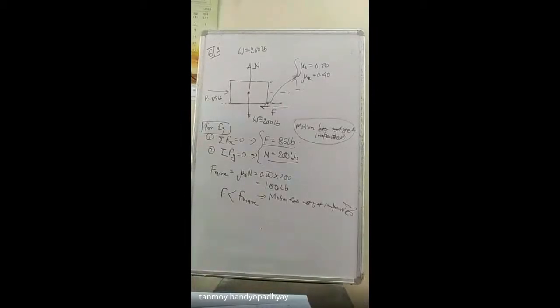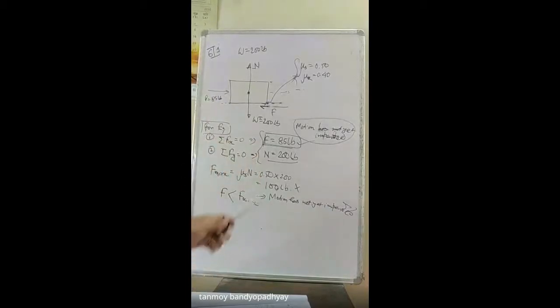Motion has not yet impended, and this is the value of the friction. This one is the answer, not the other, because motion hasn't started, so we won't be taking the value of F max. F is still less than F max. It's in the increasing state, wherein the motion of the body has not yet started, so the frictional force has to be obtained using the equation of equilibrium.